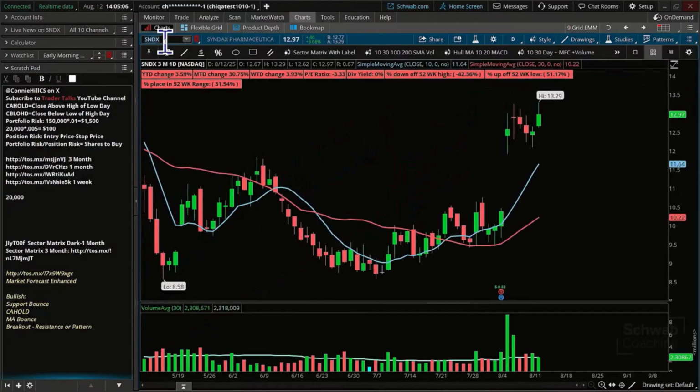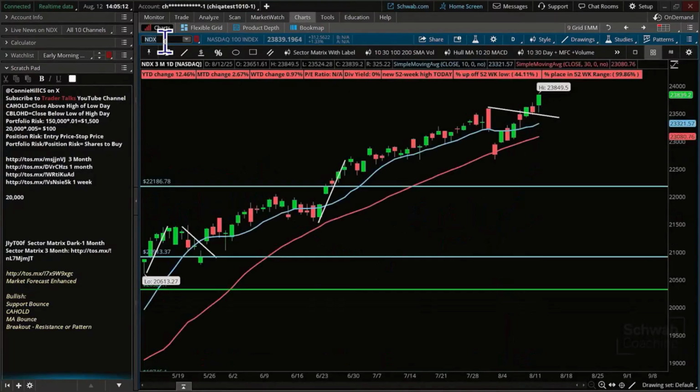NDX. That is not the right ticker symbol. Let's try it again. The NDX put in a new all-time high today as well. Let's see if it closed near its top. Its high was 23,849.5, and it closed just a few cents below there. So those two markets are really performing well.